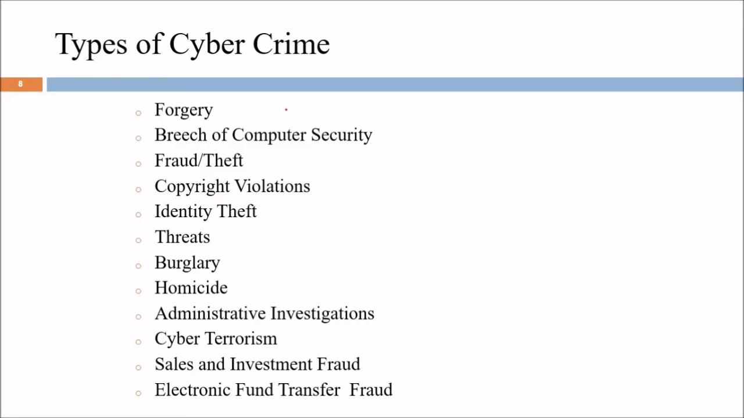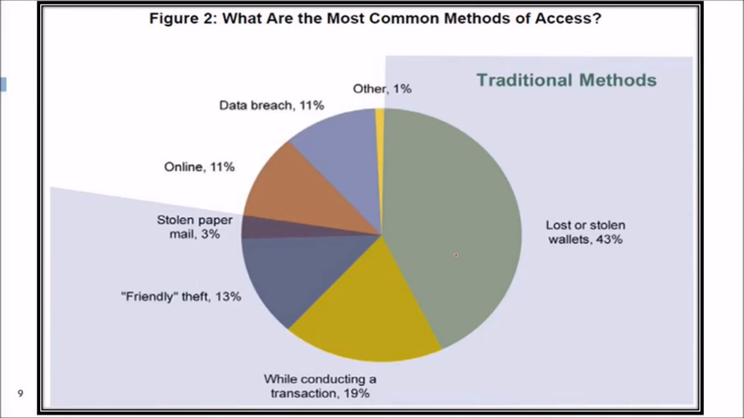There are various types of cybercrime like forgery, breach of computer security, fraud or theft, copyright violations, identity theft and threats, burglary, homicide, and administrative investigations, or cyber terrorism, sales and investment fraud, electronic fund transfer fraud. All these things come under cybercrime.